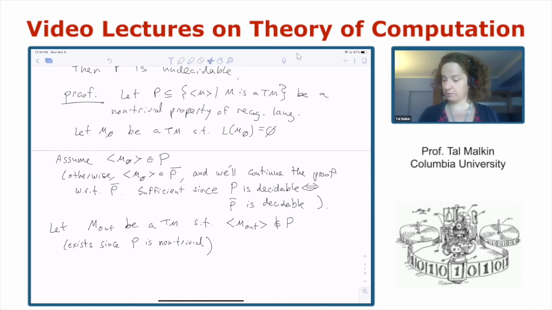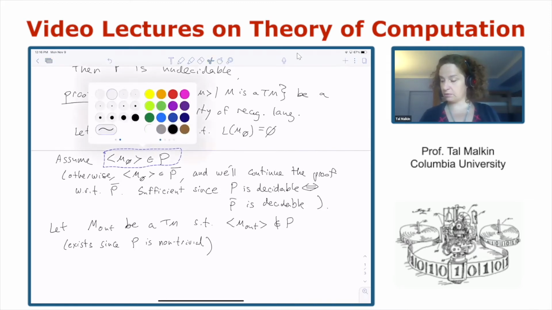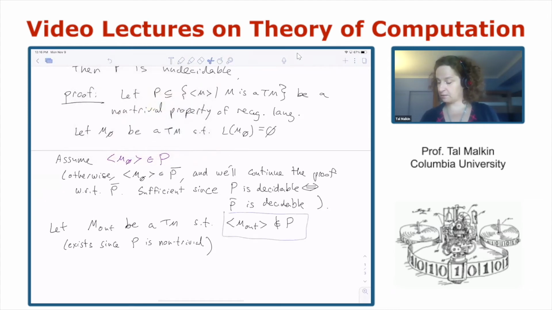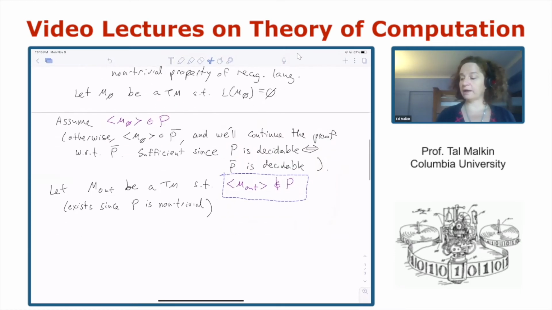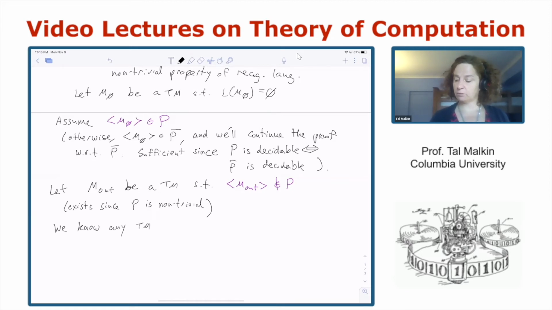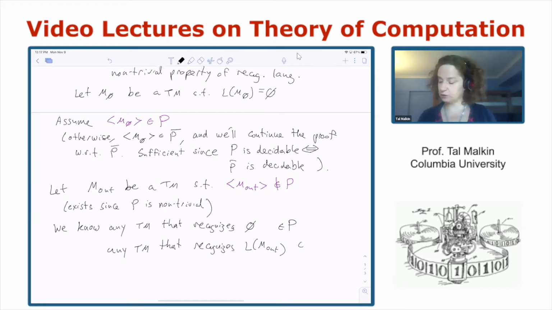Let me maybe do it in a different color. We have, this is in P, and this is not in P. Okay, and so this exists since P is non-trivial, and therefore we know, also because P is a language property, that any Turing machine that recognizes the empty set is in P, and any Turing machine that recognizes the language of M out, I don't know what this language is, but whatever it is, any such Turing machine that recognizes the same language is not in P. This is since P is a language property.